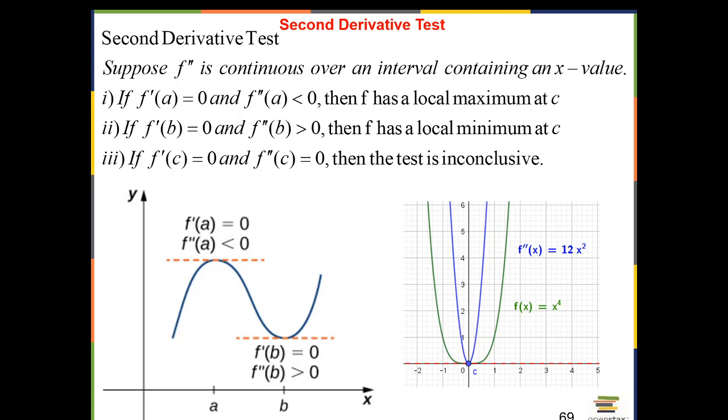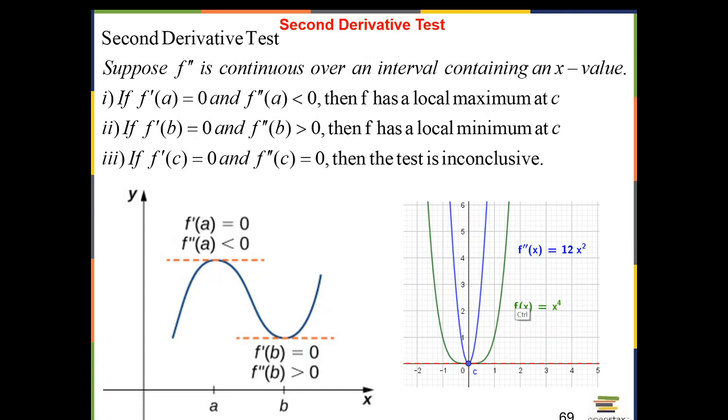So, second derivative test, I explained that already. If f prime is 0, we have a critical number, and if f double prime is negative, that means that number is actually a local max, right? If f prime at the point is 0, and f double prime is positive, then f has a local min, right? And we see here point A, point B. And if f prime at c is 0, but f double prime also is 0, then the test is inconclusive. That means this test doesn't help us.